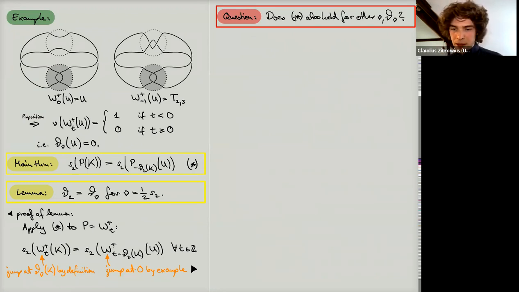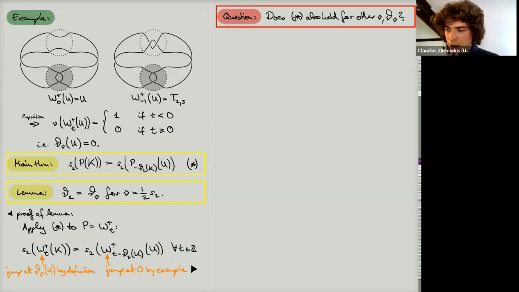Our methods for proving the main theorem are very particular to Khovanov homology. But still, we might ask: these slice torus invariants all have this nice property. You can define these integers for all slice torus invariants. So does this main theorem also hold for other slice torus invariants?